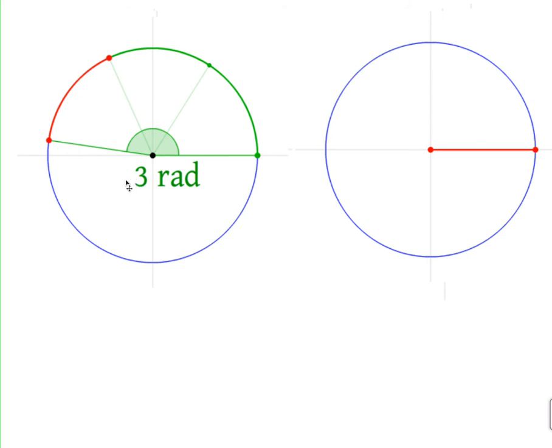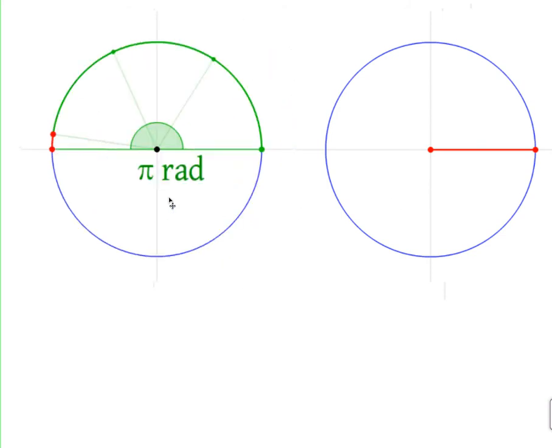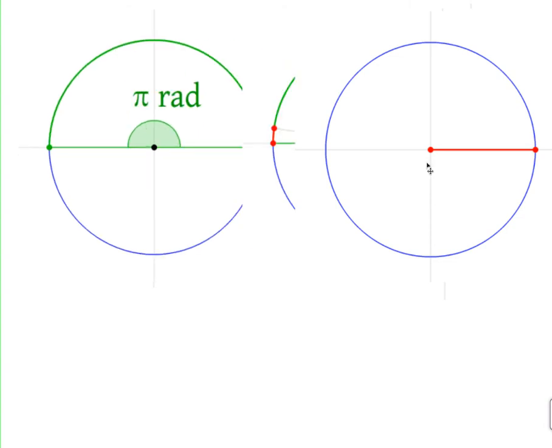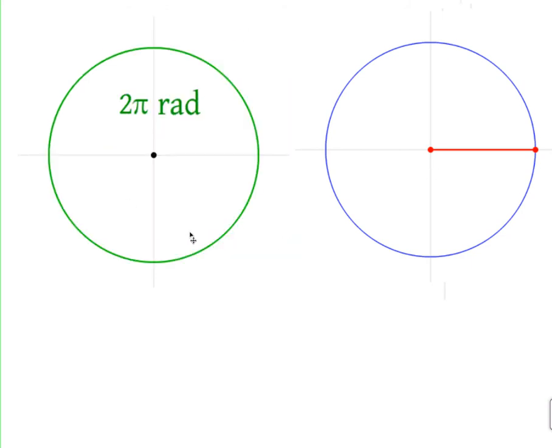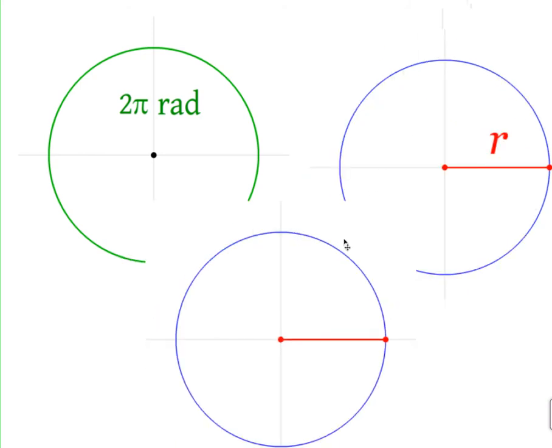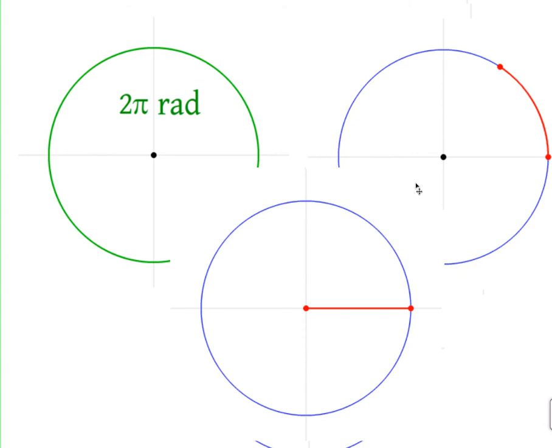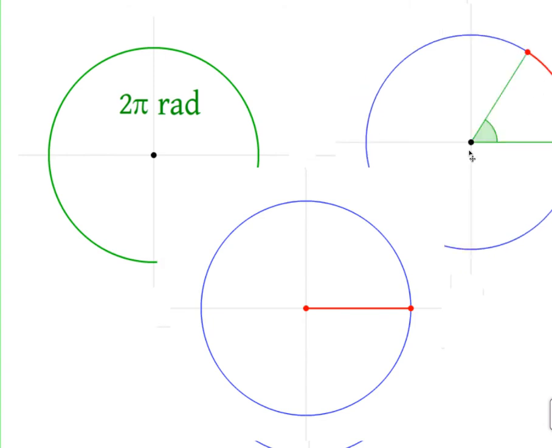Okay, how many radians gets us exactly halfway around the circle? It turns out pi radians. Okay, there's that number pi showing up. And there we go, we have pi radians is halfway around the circle, and if we go another pi radians, so another 3.14 radians, we're at 2 pi radians. Okay, so that's what radians are. 1 radian is where the radius and the arc length are the same. When the radius and the arc length are the same, we have 1 radian. Okay, and it turns out to get all the way around the circle, it would take 2 pi radians.